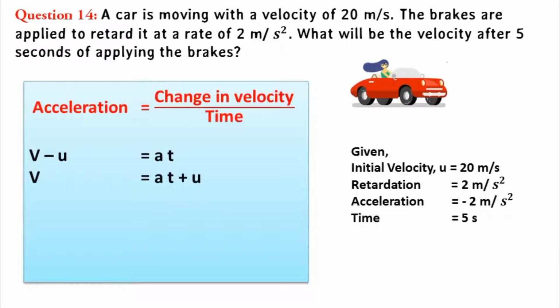Now let us substitute all the values. V is equal to minus 2 into 5 plus 20, which is equal to minus 10 plus 20, that is equal to 10 meter per second. That was very easy, right?